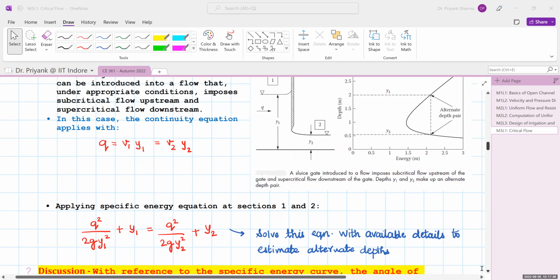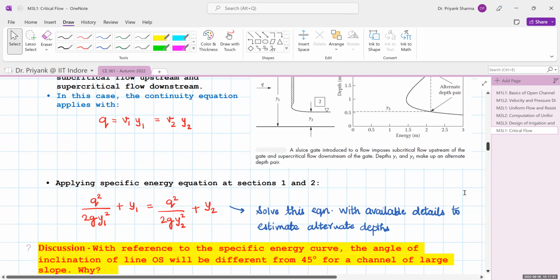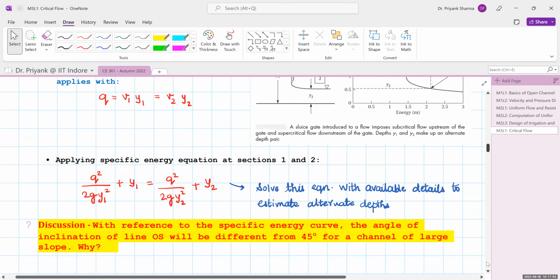Now, we come to a question that we discussed: in the specific energy curve, the line OS is at 45 degrees for a channel of small or zero slope. The inclination of that line will be different from 45 degrees for a channel of large slope. Why? The question is, why will that happen when the channel is of large slope? Why will that angle not be equal to 45 degrees? I'll give you a hint: think about the very first equation where you have the total energy, and understand that we have already discussed in the case of velocity distribution also how that velocity distribution component changes for a channel of steep slope. That is your hint to think about that answer.